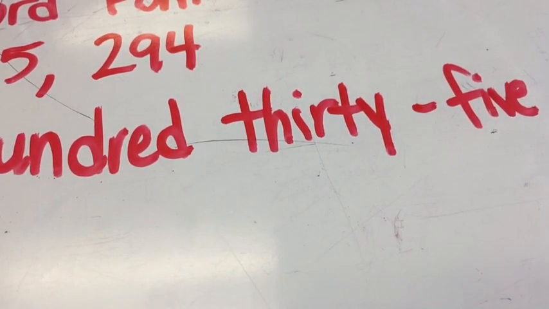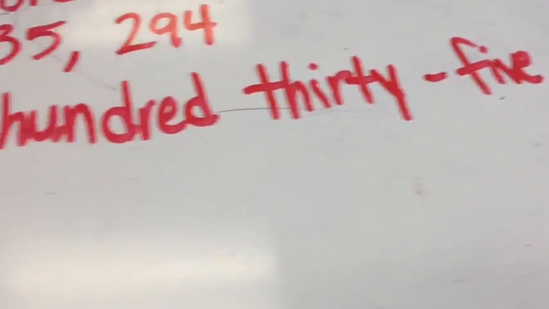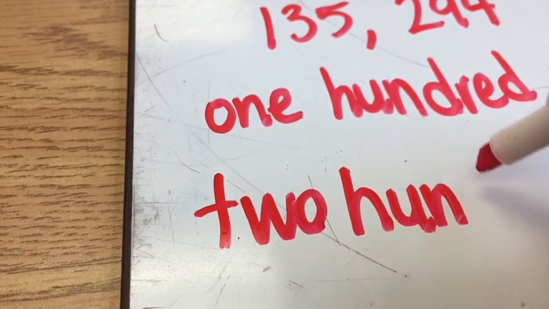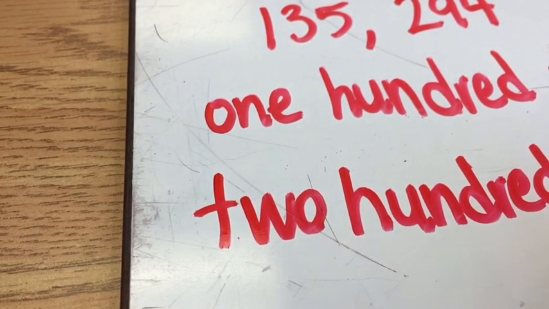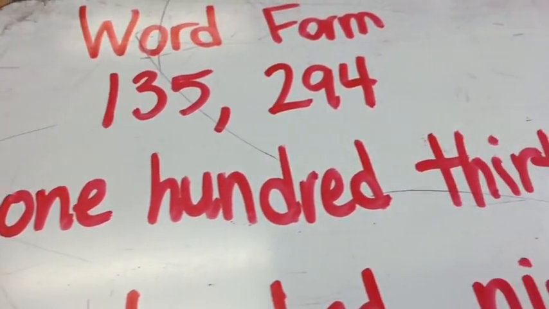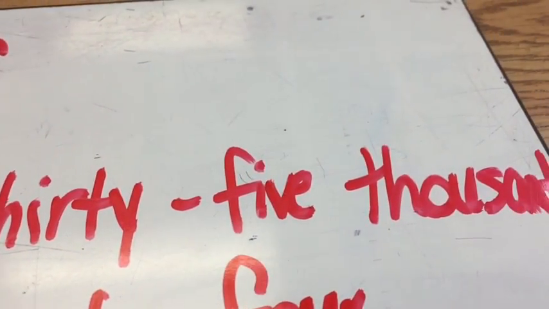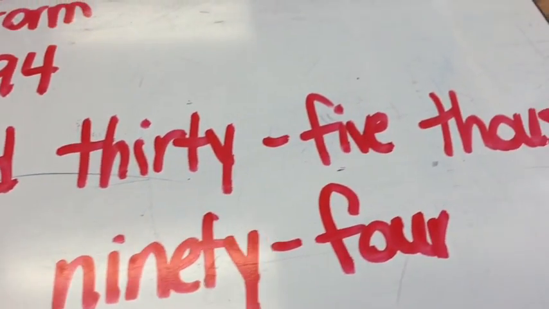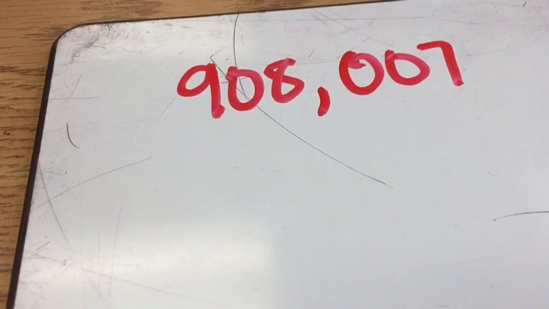So we've got 135,000, and then we write the next number, 200, 94. Right, so you can see 135,294. The last thing we need to know is what happens when we're looking at place value in standard, expanded, and word form when we have zeros in some place values.